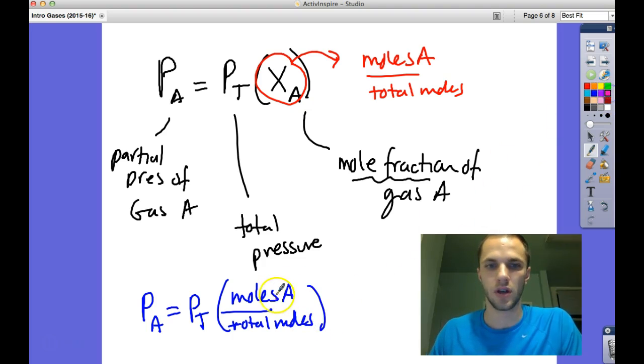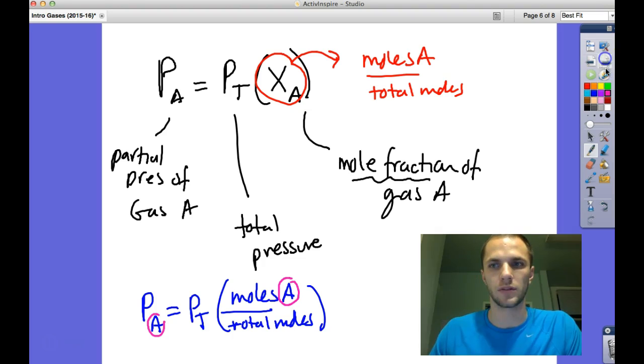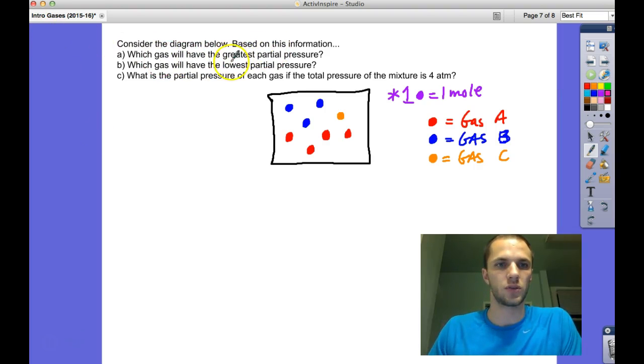And it's important to note that I could change this A to B or to C or whatever it is depending on what I'm trying to calculate. Since this is new, we're going to do one more problem together to test it out. So this says, consider the diagram below. Based on this information, which gas will have the greatest partial pressure, which will have the lowest, and what's the partial pressure of each gas if the total pressure is 4 atm?